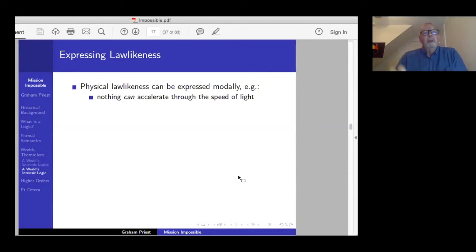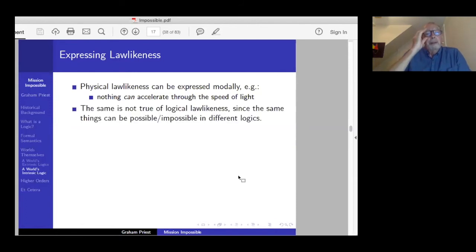Trouble is you can't do the same thing with logical lawlikeness, simply because logical modality is not sufficient to give you what you want. For example, in some paraconsistent logics, you can arrange for everything to be possible. You just have a trivial world. So in those logics, you can have the same modalities, as it were, but they're still different logics. So you cannot define logical lawlikeness in terms of modality. That would be nice. The trouble is that logical consequence is essentially relational. So you need to do something which is essentially relational, otherwise you have got no hope in hell.